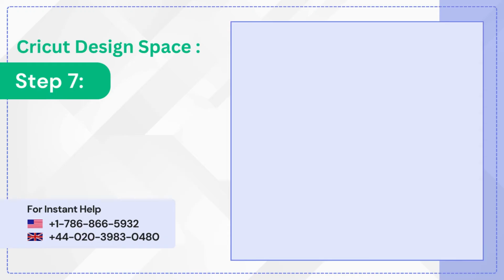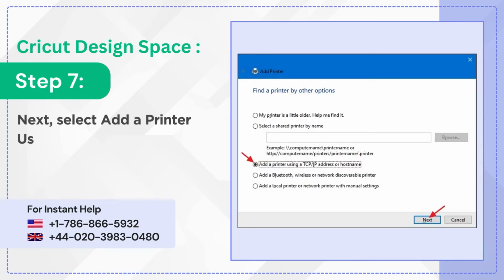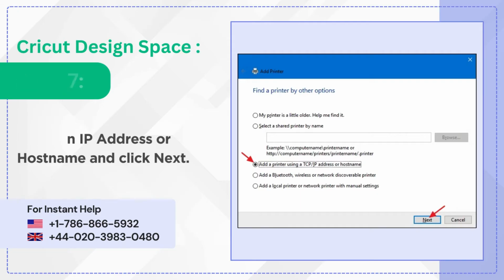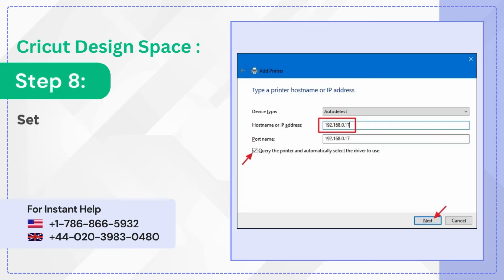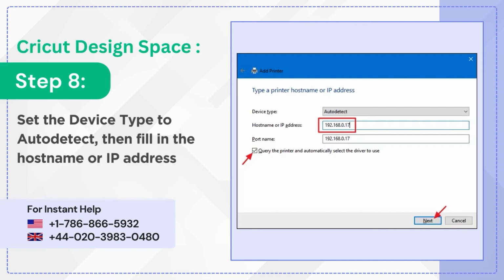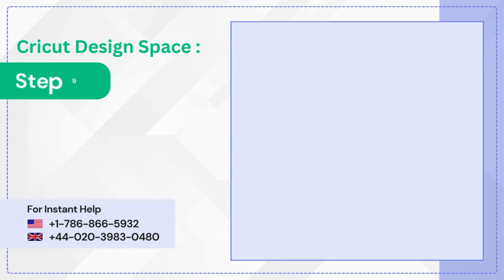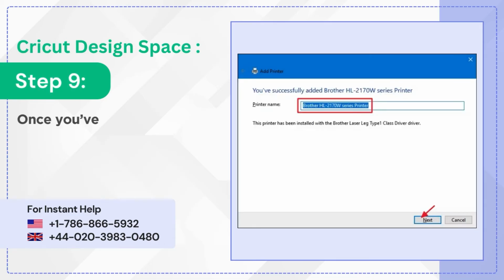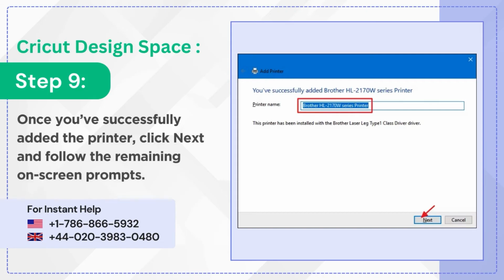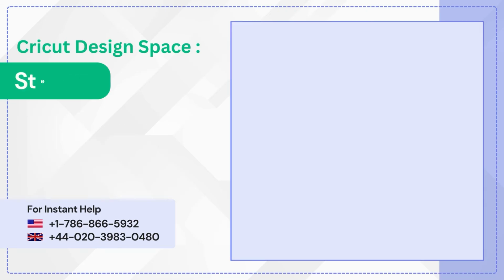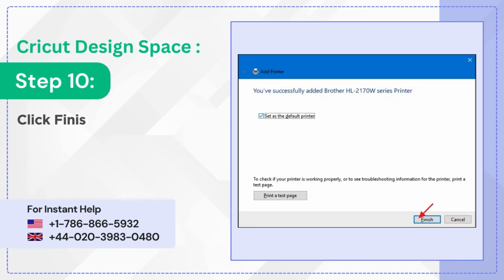Step 7. Next, select Add a printer using an IP address or hostname and click Next. Step 8. Set the device type to auto detect, then fill in the hostname or IP address of the printer and click Next. Step 9. Once you've successfully added the printer, click Next and follow the remaining on-screen prompts. Step 10. Click Finish once done.